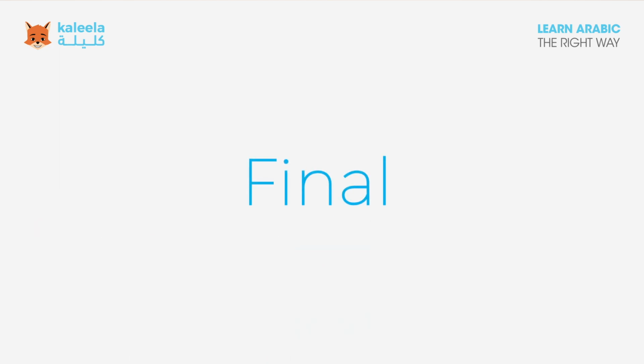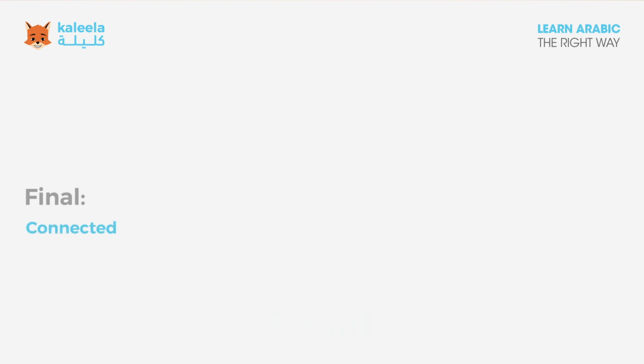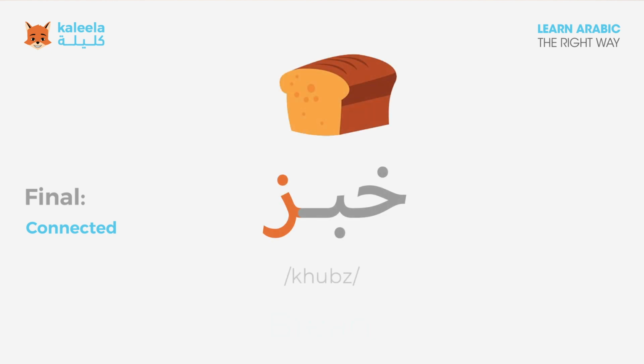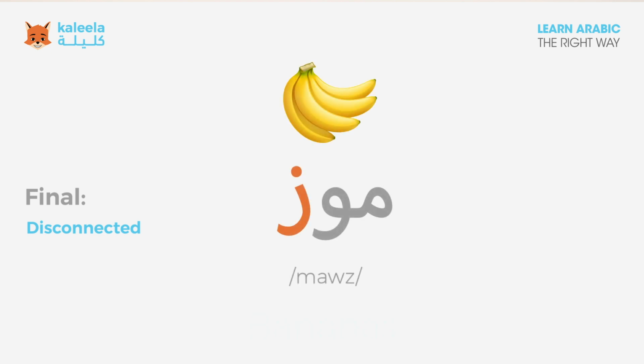The last position of the letter Zain is final, when it comes at the end of a word. Here we have two cases. The first case, at the end while being connected to the previous letters in the word, as in khubz, which means bread. The Zain here looks like a crescent moon with a dot on top. The second case, at the end while being disconnected from the previous letters in the word, as in mouz, which means bananas. Again, when the letter Zain is preceded by a letter from the first group, then it comes disconnected and looks like a crescent moon with a dot on top.